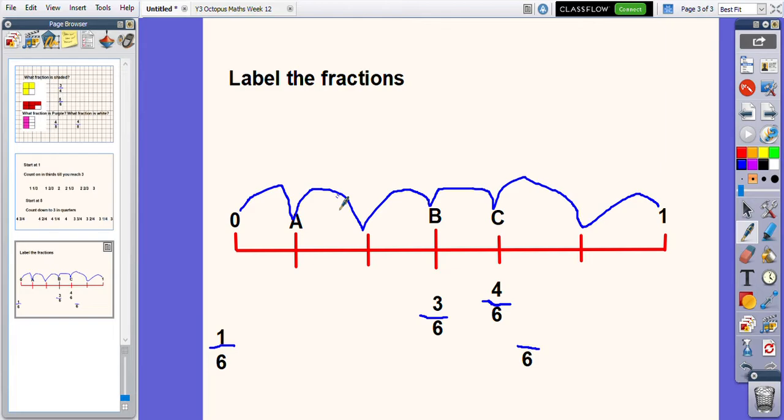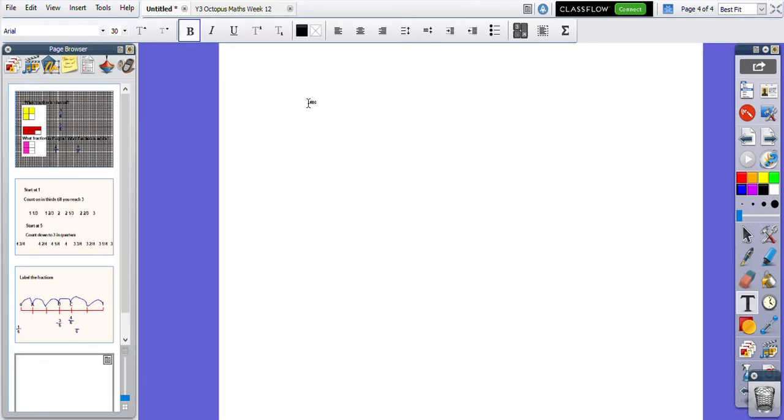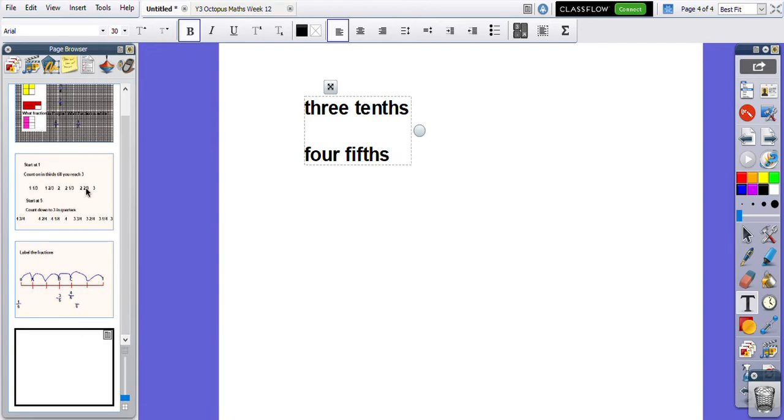Now, some of your questions might ask you to write the fraction in words. Now remember, if you're writing tenths in words, you don't write it as 3 tenths, because 3 tenths is 30. We write it as 3 tenths. Same with fifths, we don't write 4 fives, because 4 fives is 20. We write 4 fifths to show that it is a fraction. Okay? And that should help you with today's work.